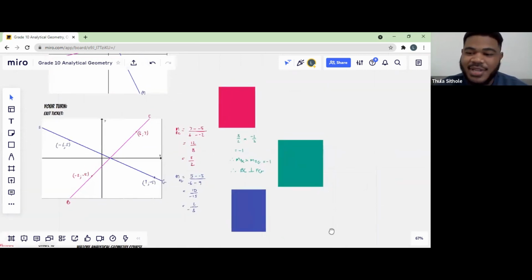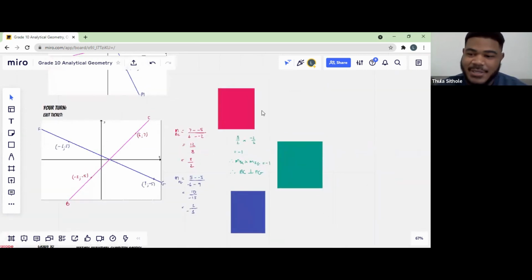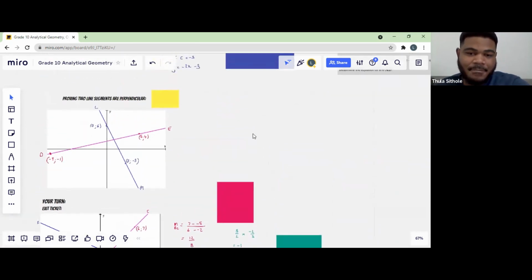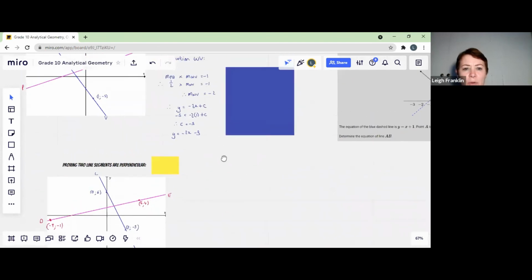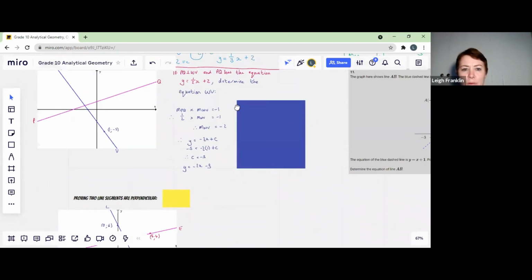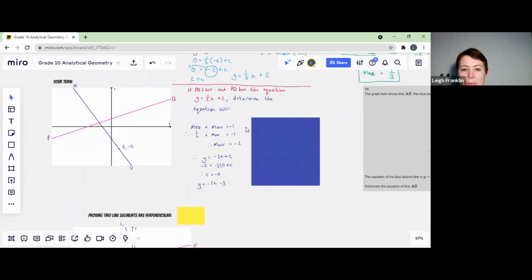Nizole is asking if you can show the last equation. Nizole, do you mean the blue one? Is that the right one? Am I in the right place?